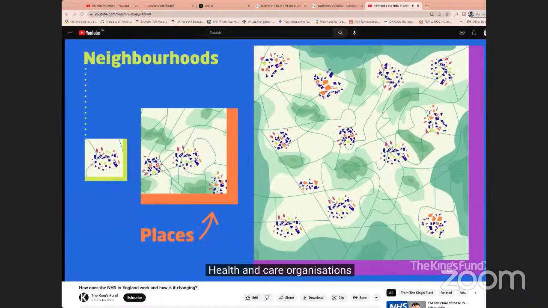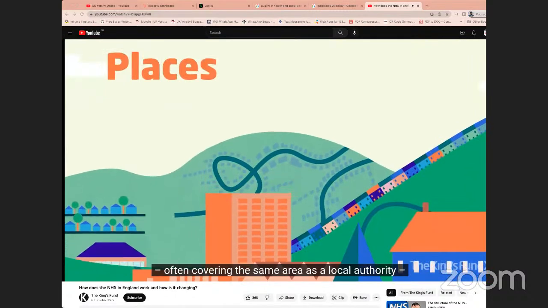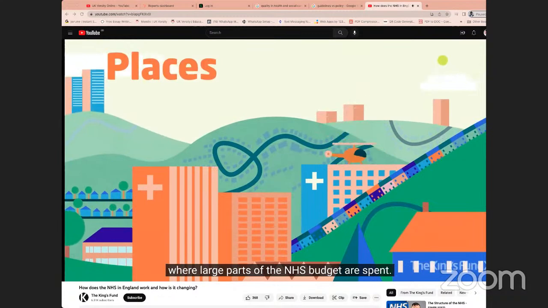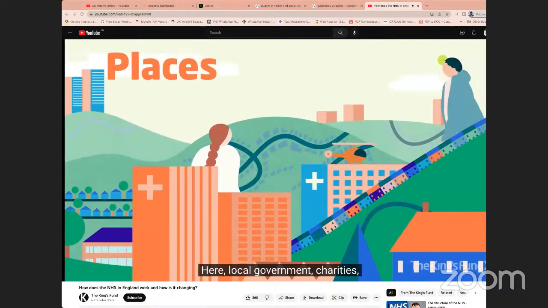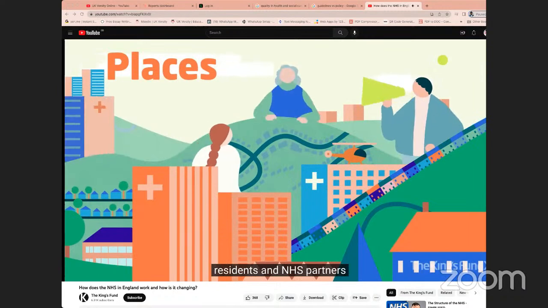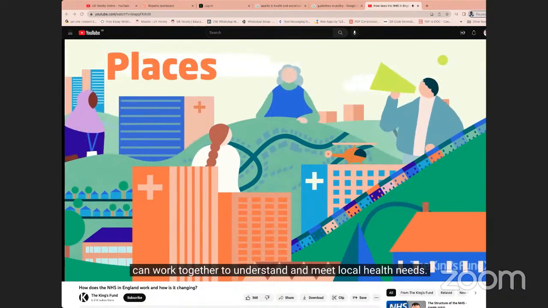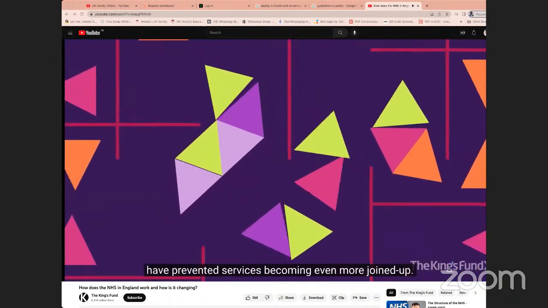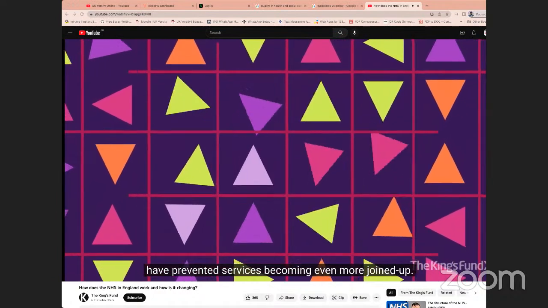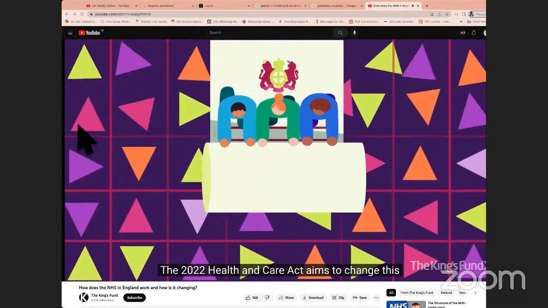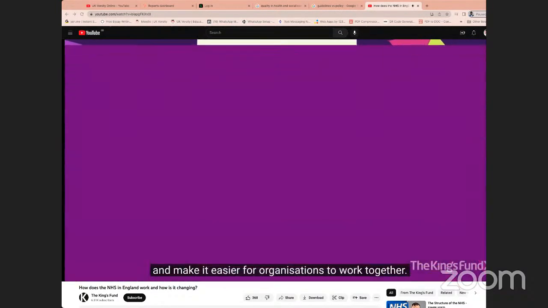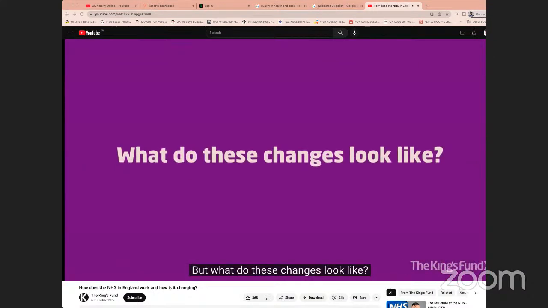Health and care organisations have also been working together across larger areas called places, often covering the same area as a local authority, where large parts of the NHS budget are spent. Here, local government, charities, residents, and NHS partners can work together to understand and meet local health needs. But previous laws have prevented services becoming even more joined up. The 2022 Health and Care Act aims to change this and make it easier for organisations to work together. But what do these changes look like?